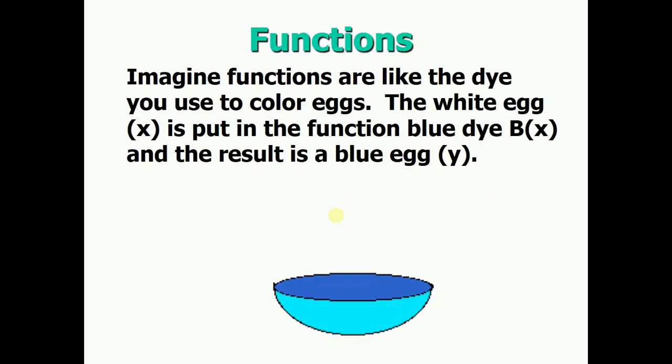So functions. Let's imagine that functions are like the dye you use to color eggs. So we have a white egg, x, that's going to be put into the function, the blue dye, which we're going to just call b of x. Well, if I dunk a white egg into blue dye, I'm going to get a blue egg, right? That result is y. So if I put a white egg x into my blue dye function, I will get a blue egg.